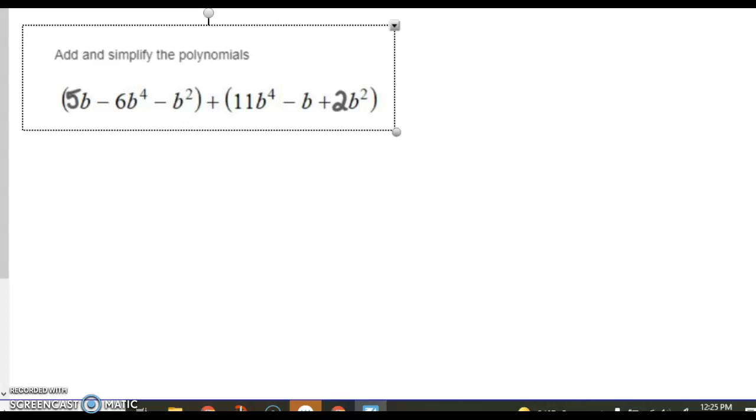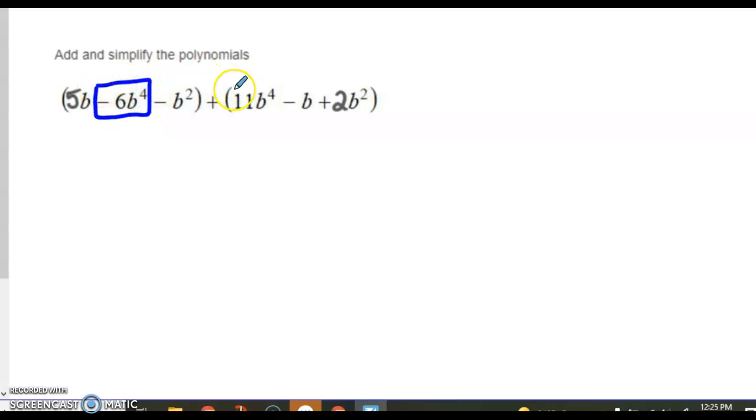All right, on this one we want to add and then simplify. Because there's a plus sign in the middle of the parentheses, we don't have to do anything with the signs. We can just go ahead and combine our like terms and add them as is. So I'm going to look for my highest exponent. In this case, it's 4. So I'm going to combine my b's to the 4th first.